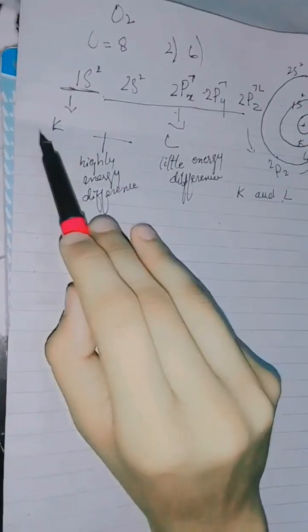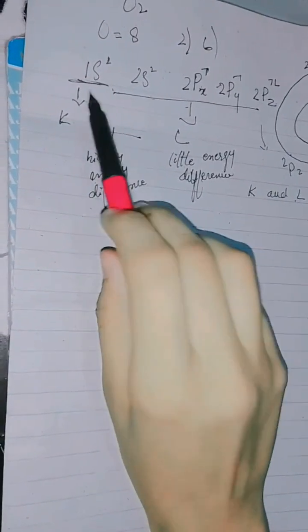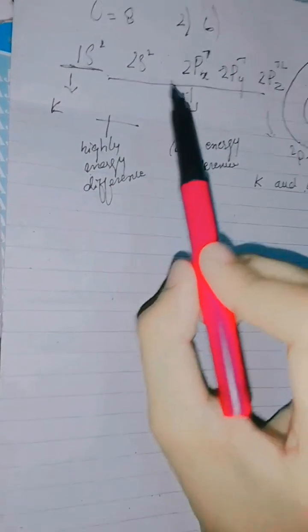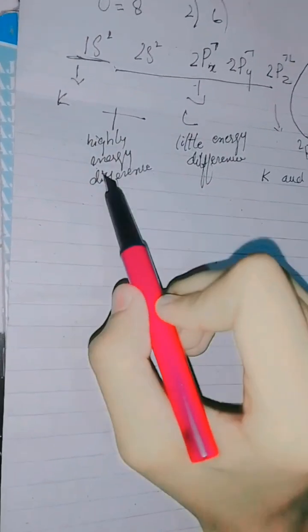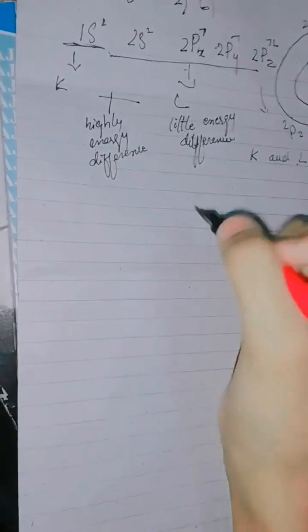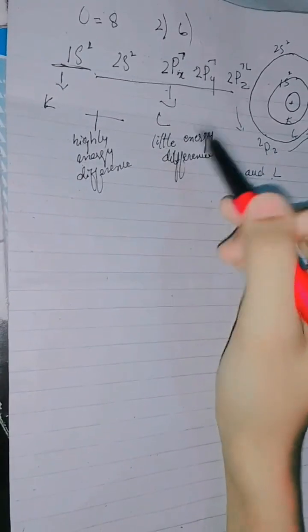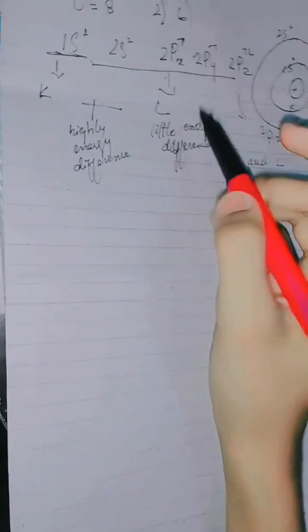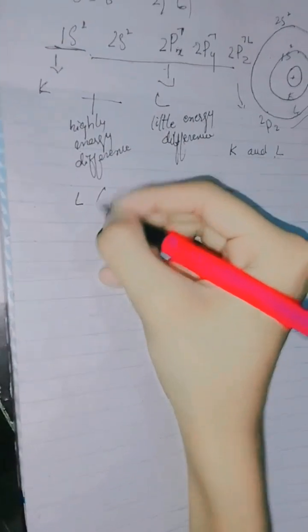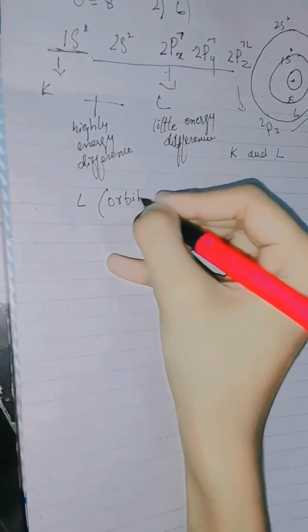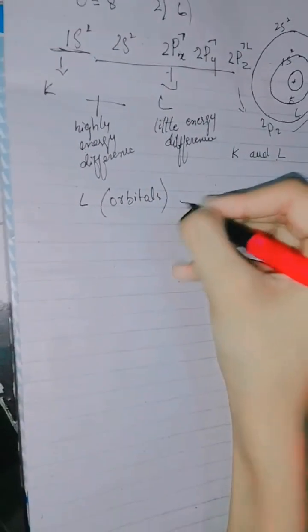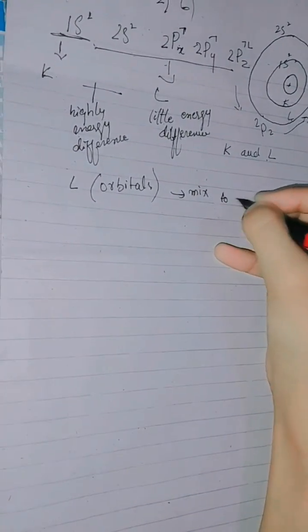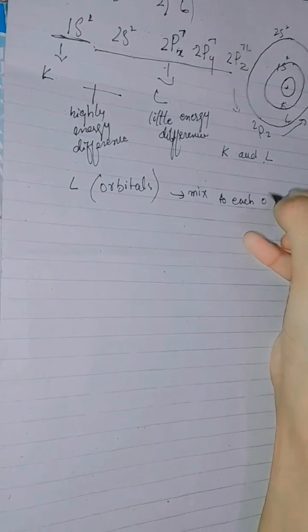Now as we know, the orbitals that are in different shells like K and L have a high energy difference, so they cannot share or mix with each other. But the orbitals that are present in the same orbit can mix or share with each other. So the orbitals of L will mix with each other.